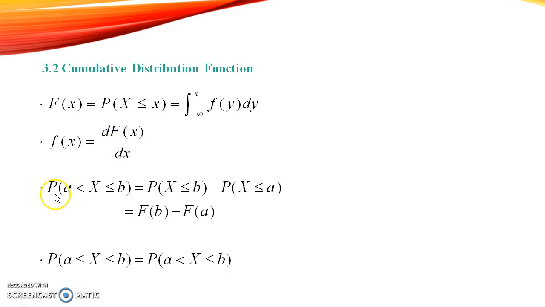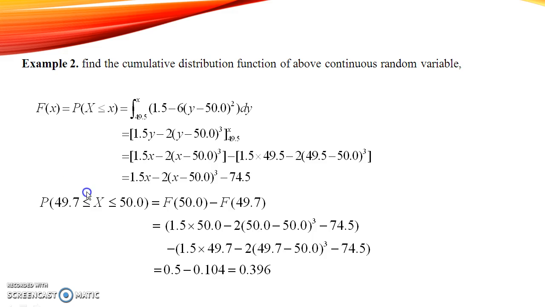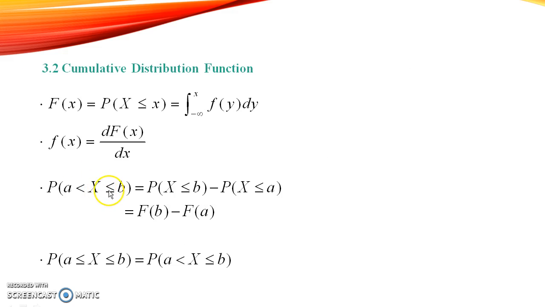The third property is that the probability of a < X ≤ b is the probability of X ≤ b minus the probability of X ≤ a, that is, F(b) minus F(a). From this we get that when x is between a and b, the probability is the distribution function at b minus the distribution function at a. This is the property.